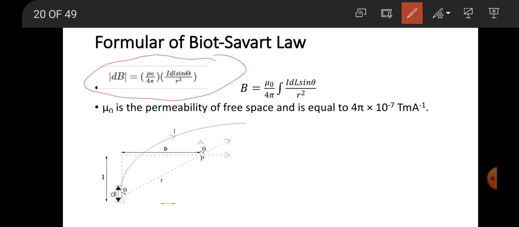To find B now means we integrate both sides. So making B subject of formula, we integrate both sides. We have mu naught over 4 pi integral of I dL sine theta all over R squared. Now remember that mu naught is the permeability of free space and is equal to 4 pi times 10 to the power minus 7. Now you may want to understand this diagram, but if we say this is the part of the current, now this is a current element.